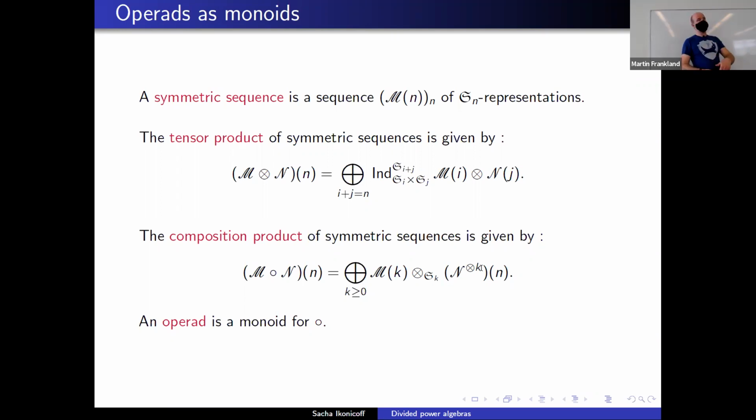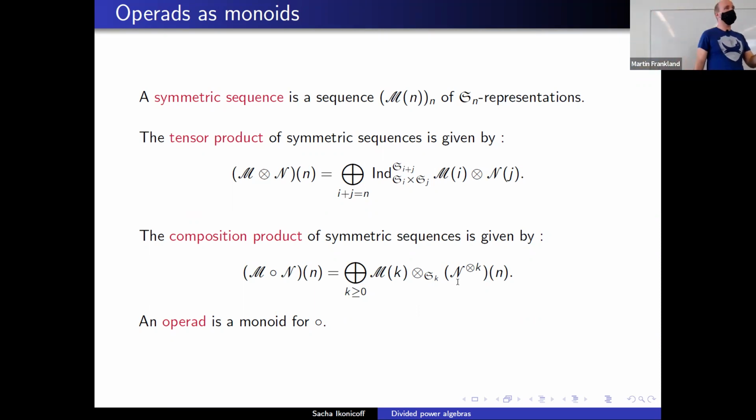And we define another product, which we call the composition product, whose definition is slightly harder. So let's go over it. If you take the arity n element of the composition product of M by N, it's the same as the sum for all k positive of arity k operations in M. And then you have to think that you're composing an operation of arity k with k operations in N. So to do that, we tensor over the symmetric group sigma k with the arity n operations in the tensor power k times of N. Here, the action of sigma k is given, on M(k), by the definition, and here it's by permutation of the factors.